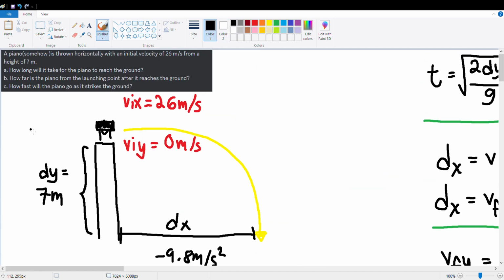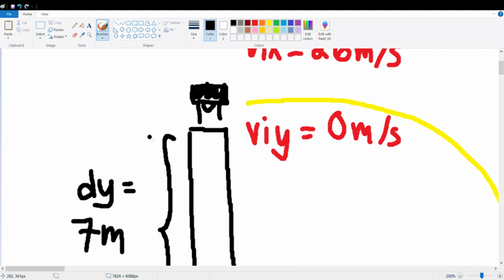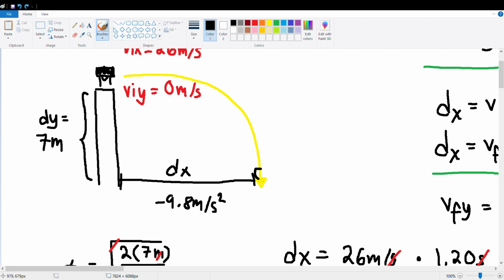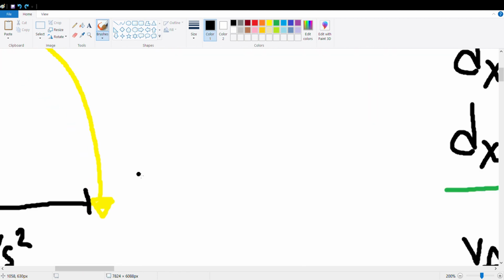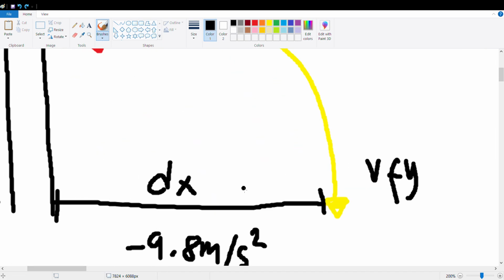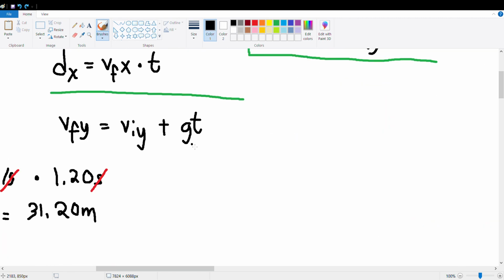Now for the third question, this is going to be easy as well. How fast will the piano go as it strikes the ground? It's basically saying what is the final velocity, which is here, this area, because VFY, if you learned from kinematics, is the distance over time. So we've traveled a distance here, and we've also had the time it took. So we're just gonna be using this formula.